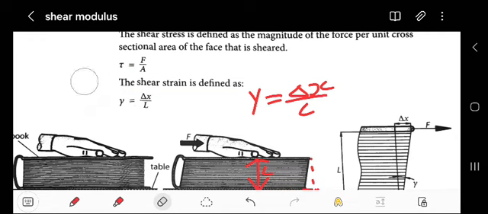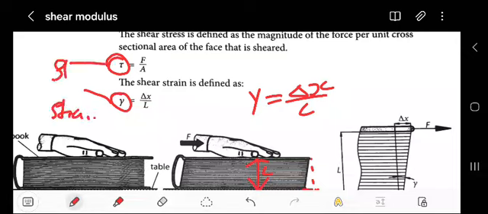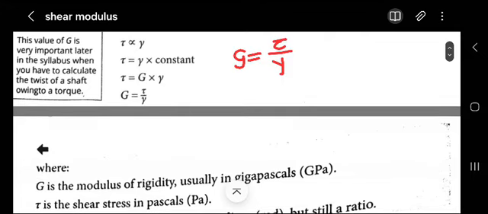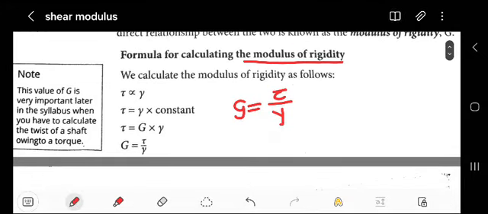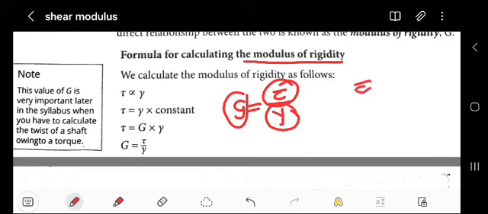Talking about shear strain, this is gamma; talking about shear stress, this is the shear stress. So the relationship between the two: the shear stress over the shear strain will give us the modulus of rigidity, G.